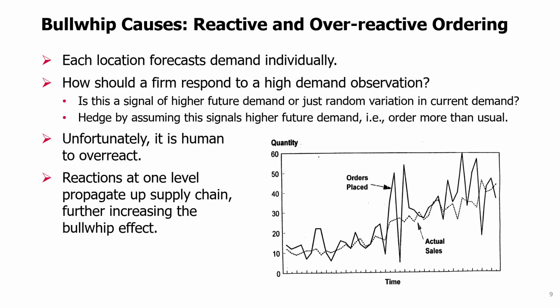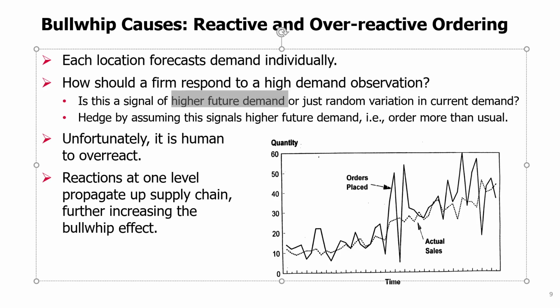The first cause of the bullwhip effect we will discuss is reactive and overreactive ordering. It happens when each location wants to forecast its demand individually, each location or stage in the supply chain. The problem is when you see a bit of a demand swing. For example, if the demand suddenly increases above what it used to be, the question that each stage faces is: is this a signal of higher future demand, or is it just a random variation in the current normal demand?